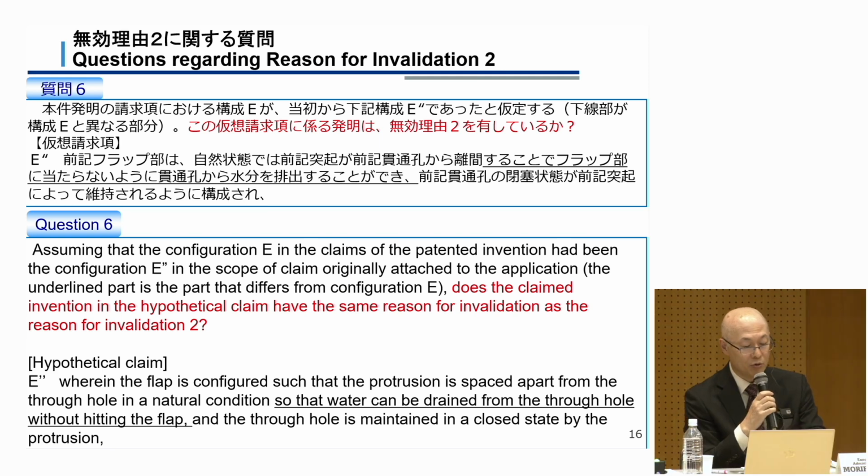Okay, thank you. So in question 6, configuration E has been changed to EW prime. The part added by this change is capable of draining water through a through hole without hitting the flap. This description attempts to identify an object by its function. In JPO practice, when a claim refers to an action, a function, property, or characteristic to specify an object, in principle, the description is interpreted to mean all objects having such a function and other characteristics. Therefore, this statement is to be interpreted as meaning that each component of the lid is everything that has that function.